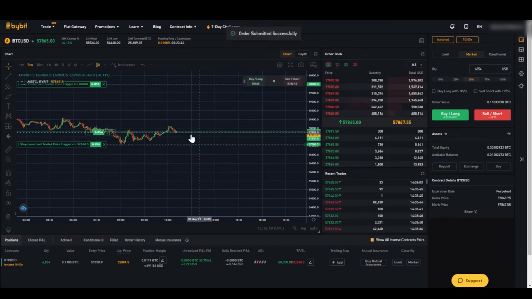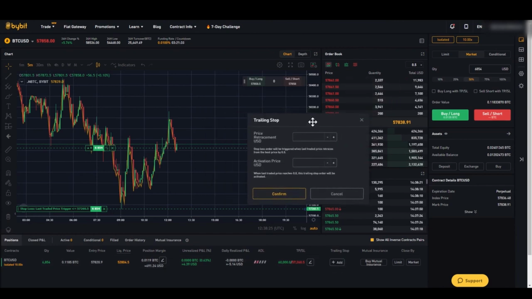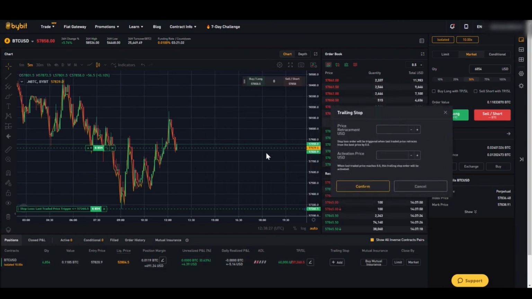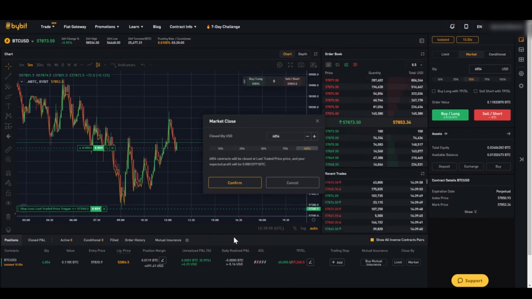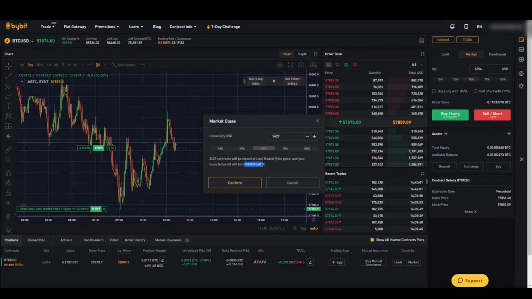Setting a trading stop is also really nice. Just say the price retracement that you want to set, and you will have a trading stop that follows the price once it moves. When closing your position, you can also choose how much, and you can directly see your profit that you will take.